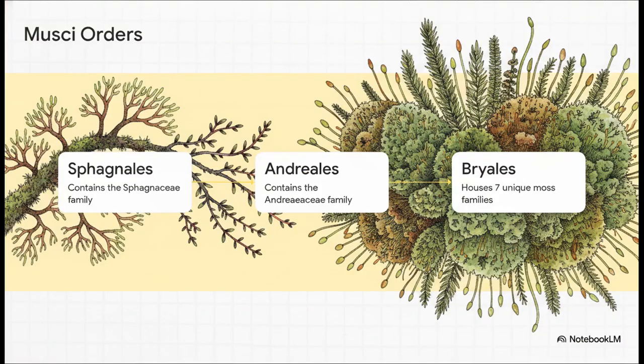So, how exactly does all that complexity organize itself? Well, the moss branch splits into three primary orders. We start off with the Sphagnales, which houses the Sphagnaceae, and that's followed by the Andreaeales. But it is the third order, Bryales, that absolutely explodes with biodiversity.